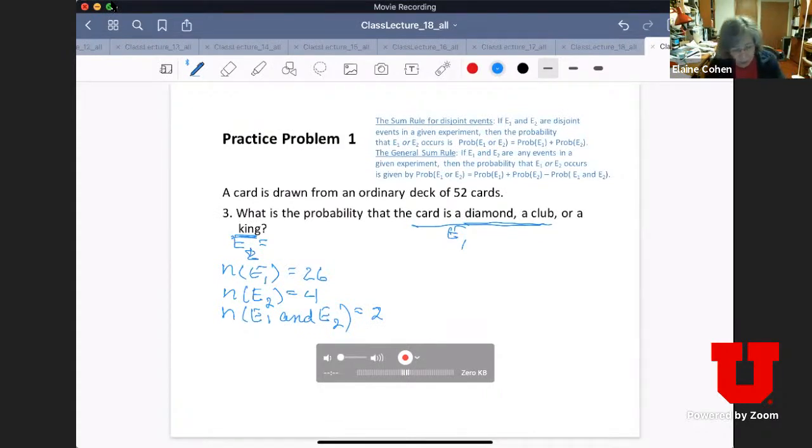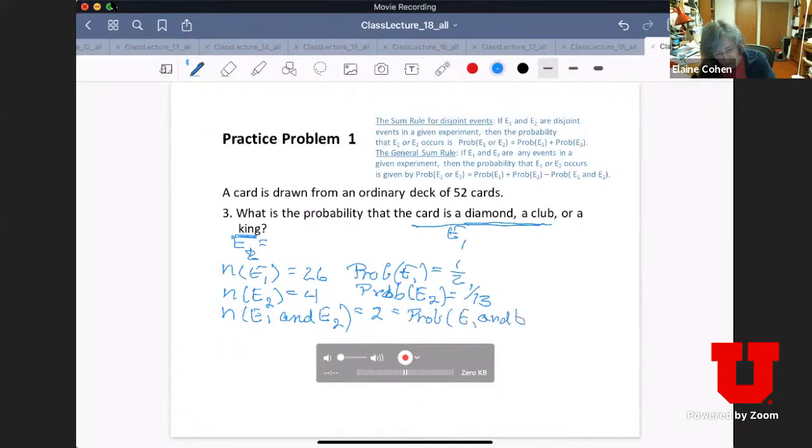Okay. So what are our rules for probability? Well, the probability of E1 is equal to a half. 26 over 52 outcomes possible. The probability of E2 is 4 over 52, or 1/13. The probability of E1 and E2 is equal to 2 over 52, or 1/26.